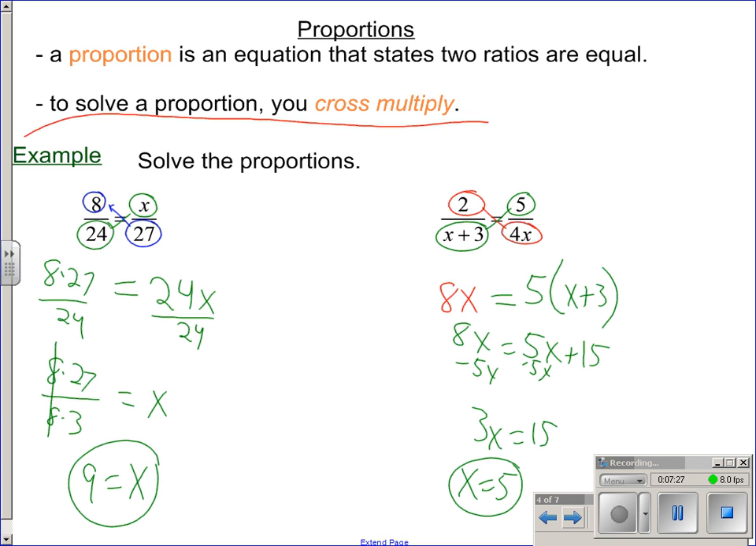All right, that's the idea of solving proportions. They do get a little bit more difficult. You'll see that tomorrow.